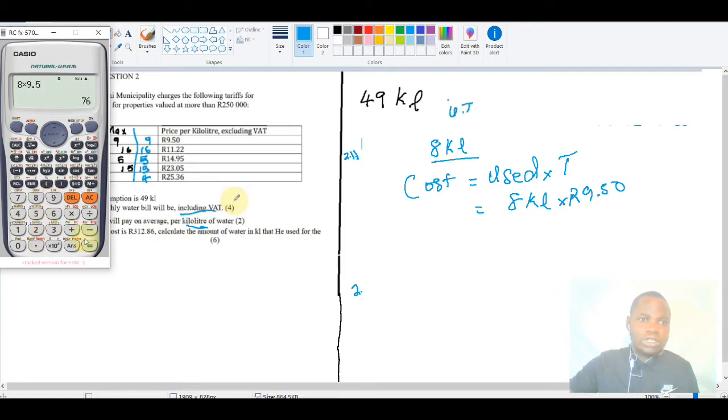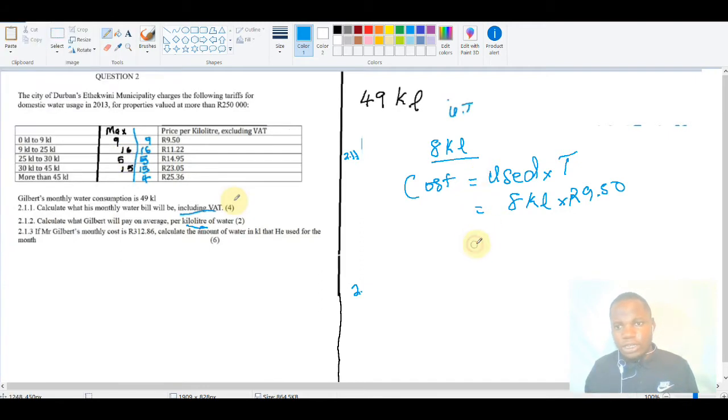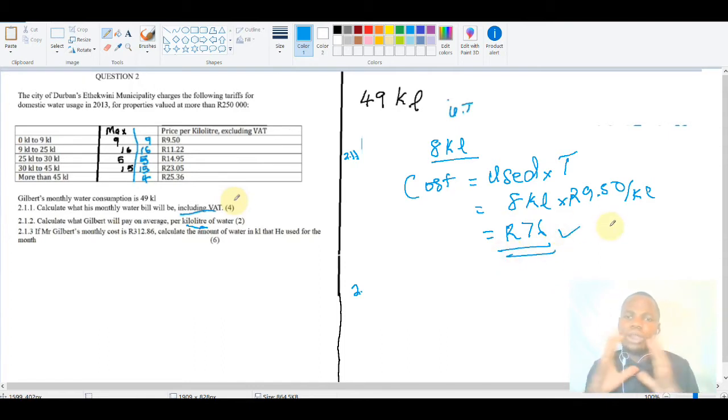So what is the cost there? The cost is 76 rand. 9 rand per, this is per kiloliter. Then you have the cost as 76 rand. So if you use 9 kiloliters of water, you will pay 76 rand. If you use 8 kiloliters of water, you pay 76 rand.